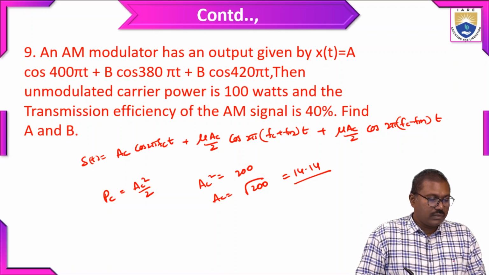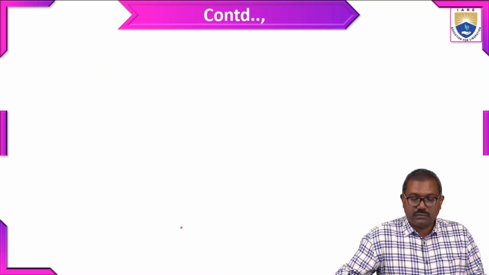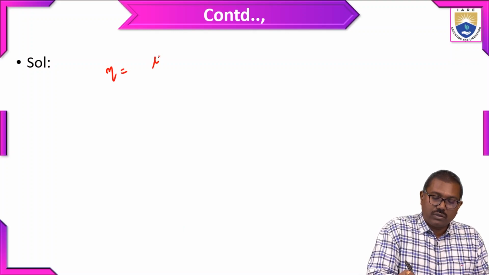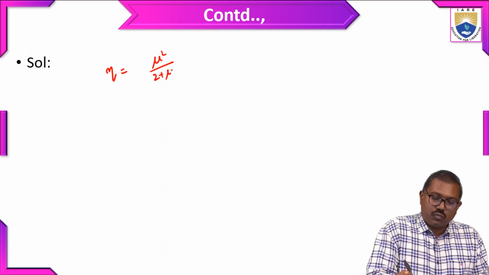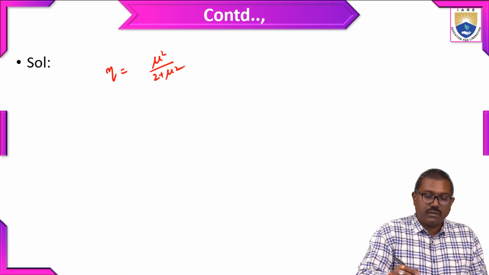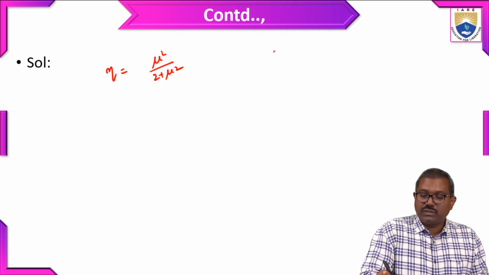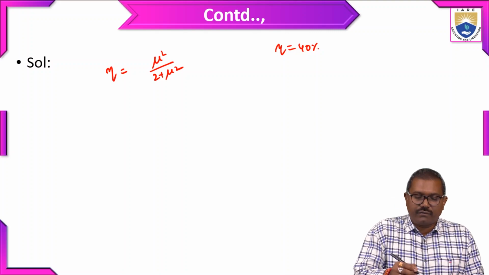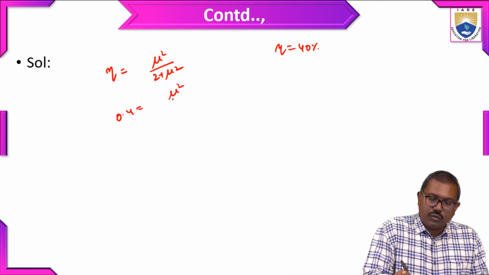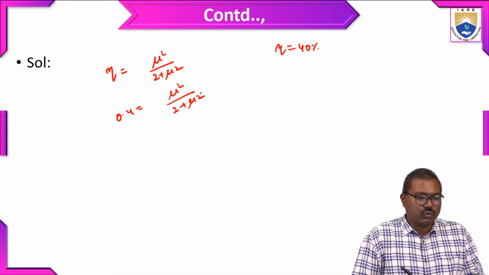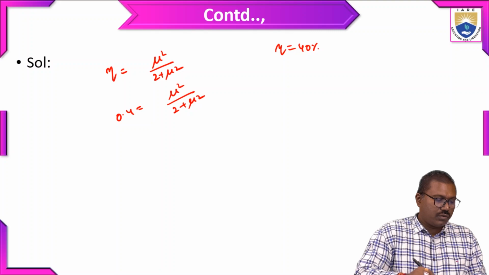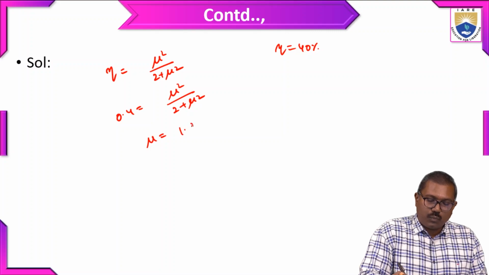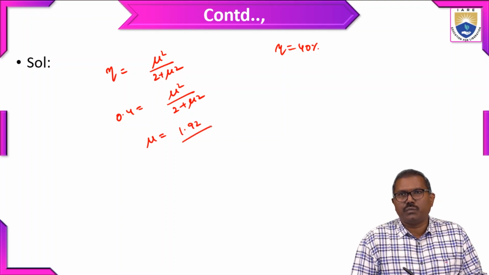Another is eta. So efficiency eta is equal to mu square by 2 plus mu square. So the given eta is 40%. Transmission efficiency is 40%. So 40 by 100 is 0.4. So 0.4 is equal to mu square divided by 2 plus mu square. So after solving all this, what you got? Mu value as 1.92. This is my mu value, modulation index.